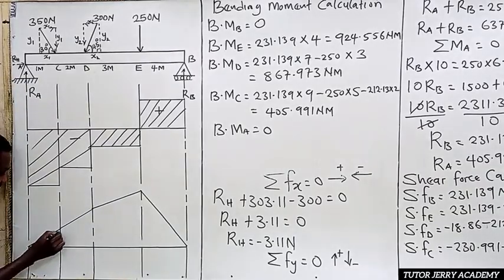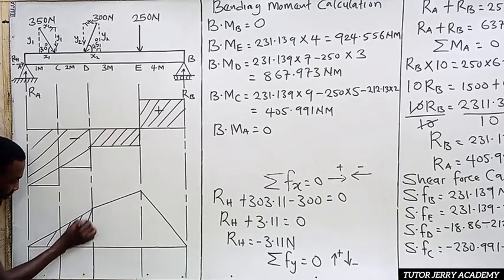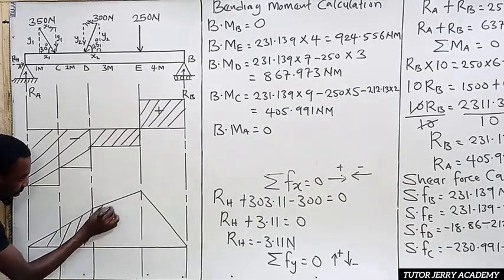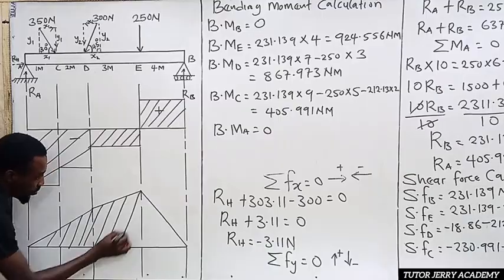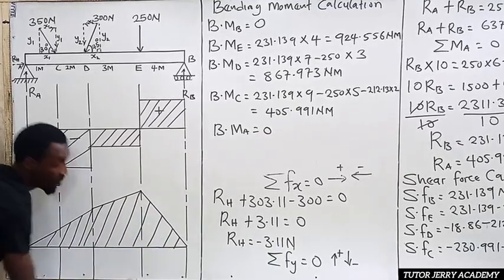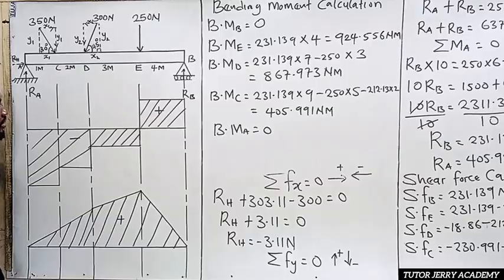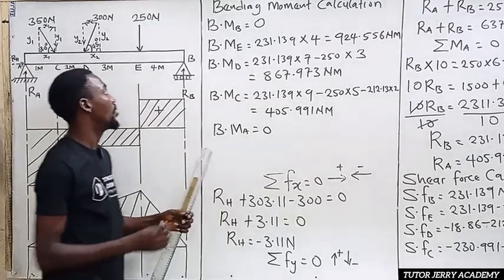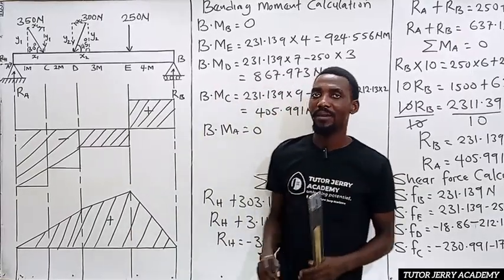So you can shade now. When you shade, it brings out the beauty of your work. It shows that you know what you are doing. All right. So this is going to be positive. All right. So that is it. So this is our shear force diagram, and this is our bending moment diagram.